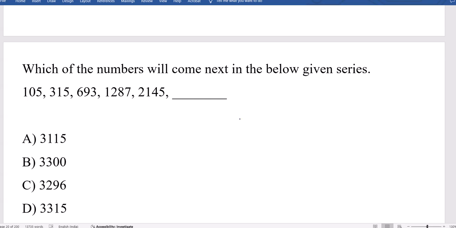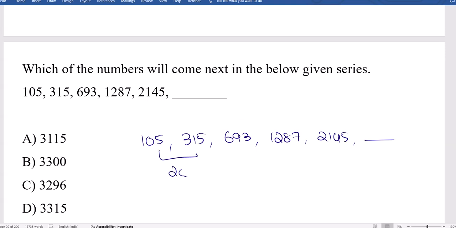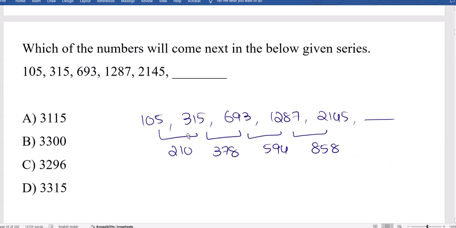One logic, if you don't get any answer, you have to take difference between numbers. That's also gone. You are not getting the answer. Okay. So what's your differences? Let me know. 200, 10. Okay, 210. Next, 370. Then 594. Then 858. Okay. Again, take differences internally. What is that?